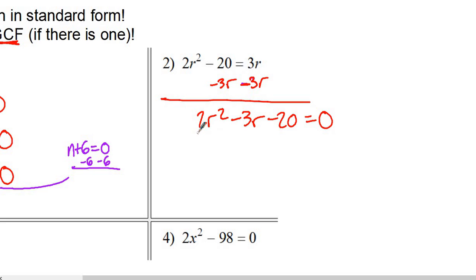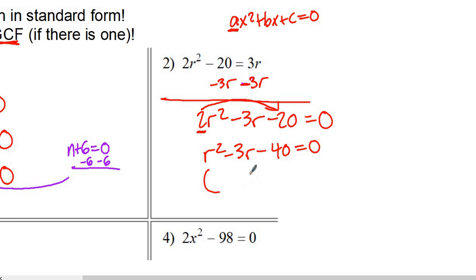So in this case we want to use the swing method because of the number in front, the a term. By the a term I mean when we write something in standard form, a is the number in front of the squared term. In this case a is 2. So that means we'll swing it over here. So we'll have r squared minus 3r, and then 2 times negative 20 is negative 40.